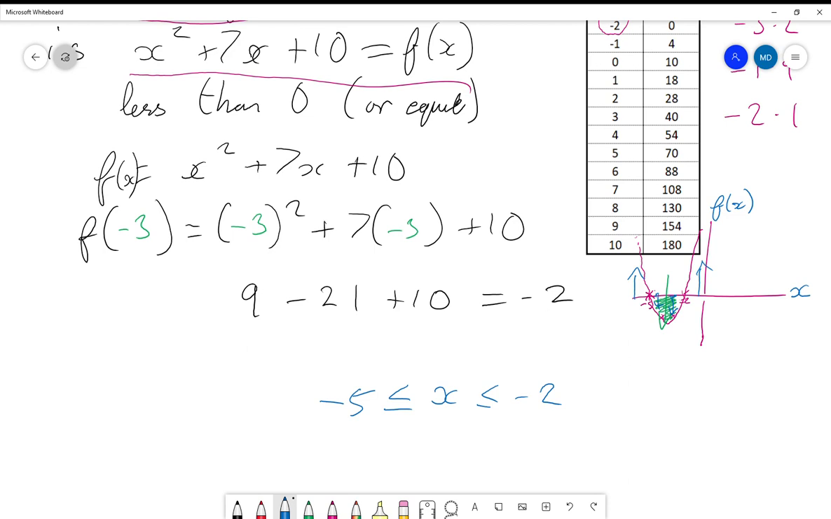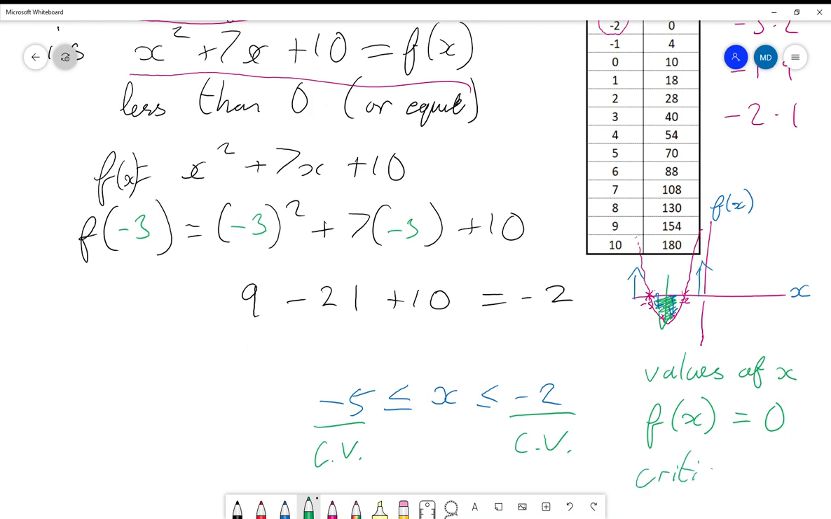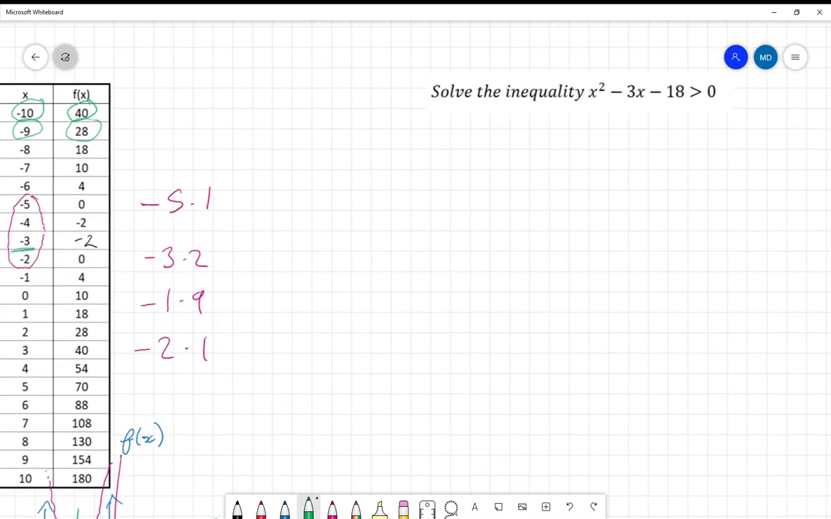Now, these here are called our critical values. The values of x where f of x equals 0 are our critical values. Because if it equals 0, that's where we change from being less than 0 to being more than 0. So let's look at the next question in terms of that.